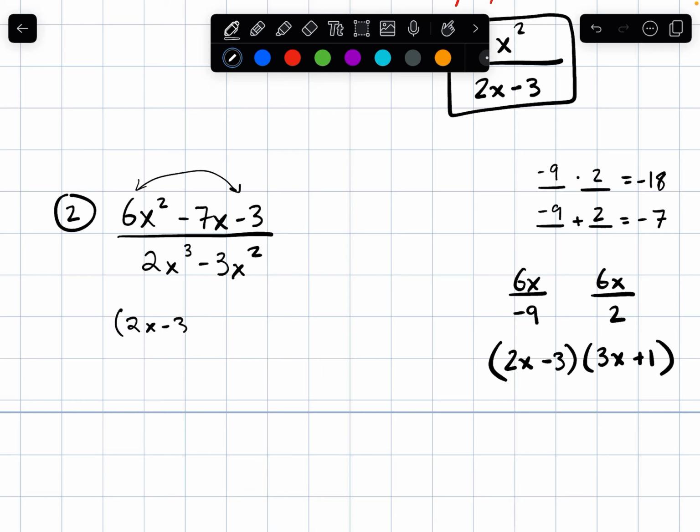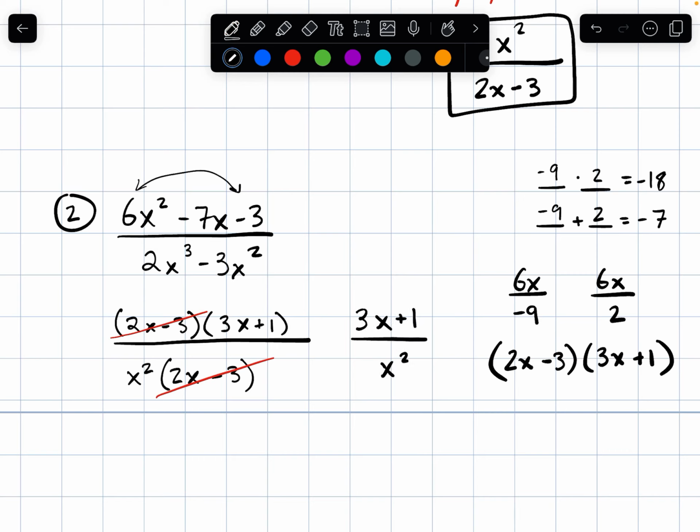And so my numerator is now 2x minus 3, times the other factor, 3x plus 1. In the denominator, we can factor out x squared, and if I take out an x squared, we're left with 2x minus 3. At this point, we can stop factoring because we factored the numerator and we factored the denominator, and I want to look for anything that can cancel. Because I have a 2x minus 3 on top and a 2x minus 3 on the bottom, we are done, giving us an answer of 3x plus 1 over x squared. And that's going to be your final answer.